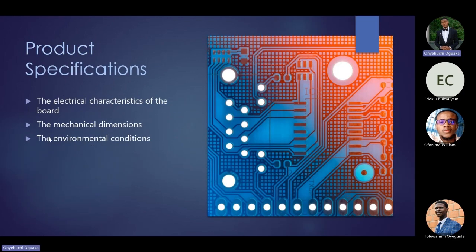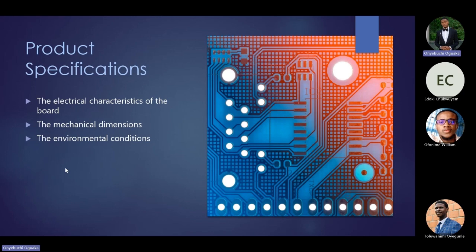So moving over to the next, which is product specifications. Product specifications are the detailed descriptions of the product requirements, more like finely defined requirements. They define the exact parameters that the PCB must meet to satisfy the customer's needs. These specifications can include the electrical characteristics of the board, the mechanical dimensions, and the environmental conditions.